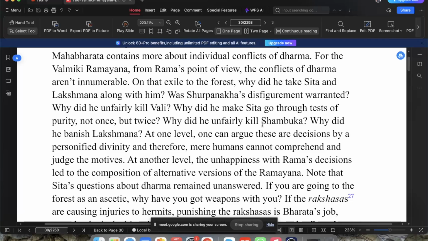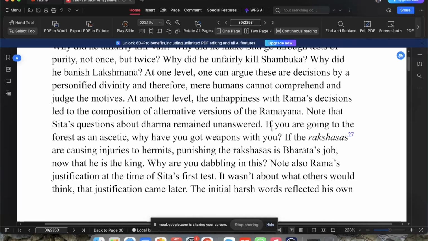Note that Sita's questions about dharma remain unanswered. If you are going to the forest as an ascetic, why have you got weapons with you? If the Rakshasas are causing injuries to hermits, punishing the Rakshasas is Bharata's job, because he was the ruling king back then. Now that he is the king, why are you dabbling in this?